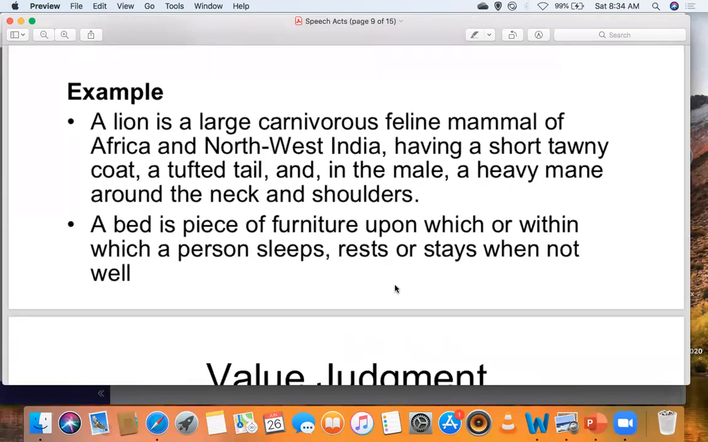Now let's see examples. A lion is a large carnivorous feline mammal of Africa and northwest India, having a short tawny coat, a tufted tail, and in the male a heavy mane around the neck and shoulders. This statement is a definition. It provides information on the meaning of lion. It's not a factual statement about lions. The second example: a bed is a piece of furniture upon which or within which a person sleeps. This statement is about what a bed means, not about beds, instances of that object.